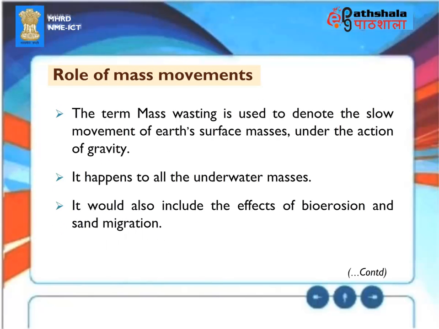Role of mass movements. The term mass wasting is used to denote the slow movement of Earth's surface masses under the action of gravity. It happens to all the underwater masses. It would also include the effects of bioerosion and sand migration.